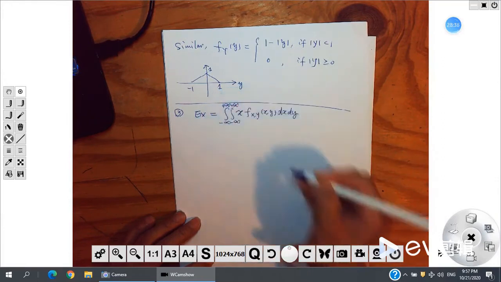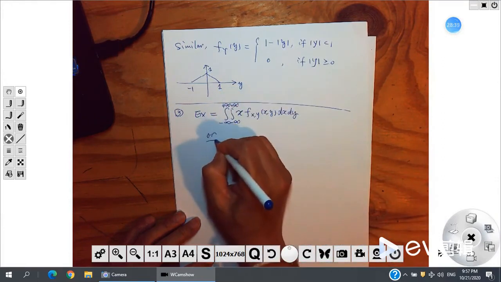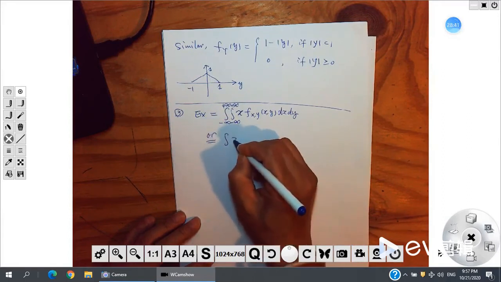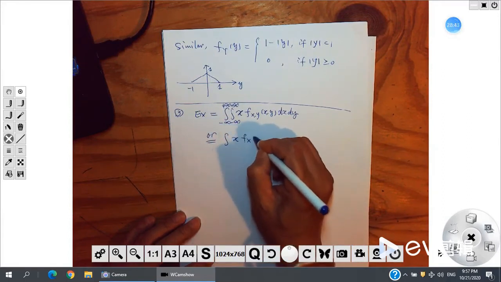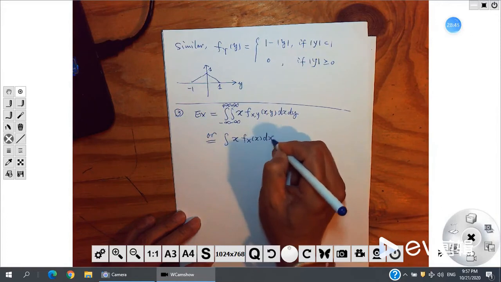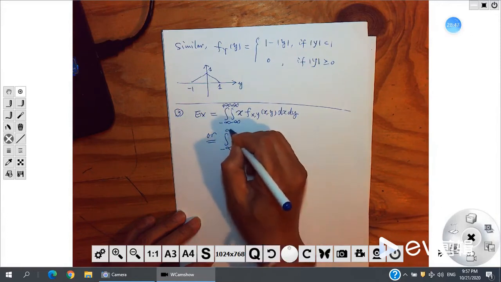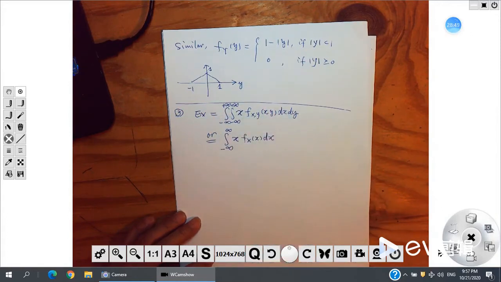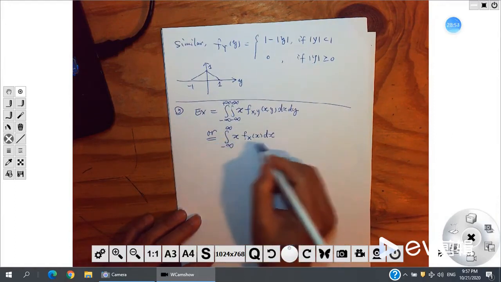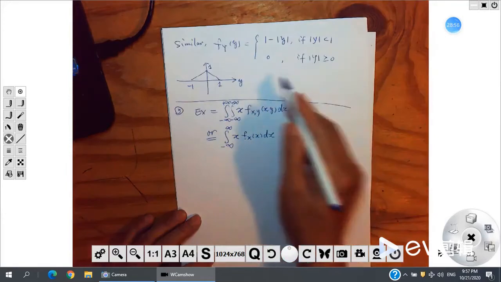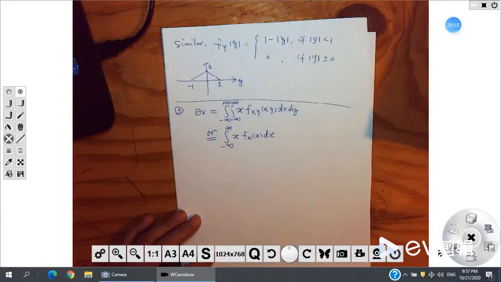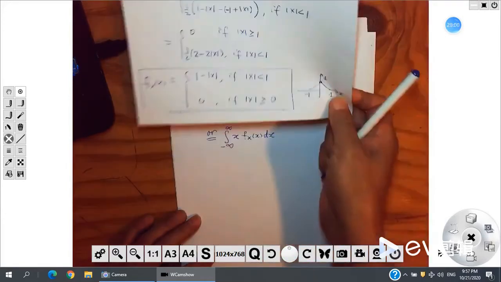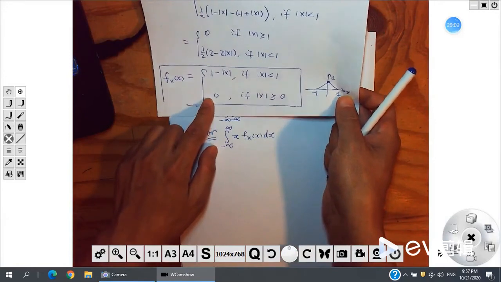We can use this, or we use just one. This is x times fX of x dx from negative to positive infinity. We can use both. The result should be the same. Okay, so now let me use this one because I already have the function, right? I have this function. So I can just use it.